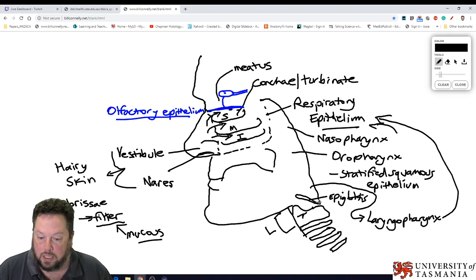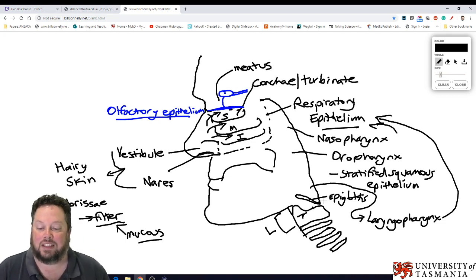All right, so we then move into the respiratory tract. The epiglottis, of course, is this little flap with a core of elastic cartilage, that superiorly has a lining of stratified squamous epithelium, and then inferiorly has a lining of the respiratory epithelium.